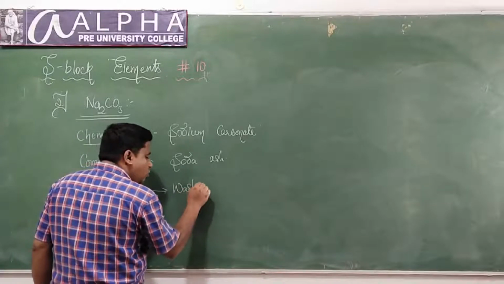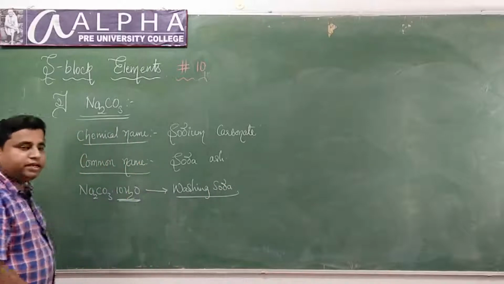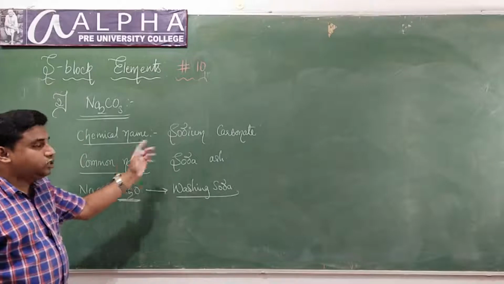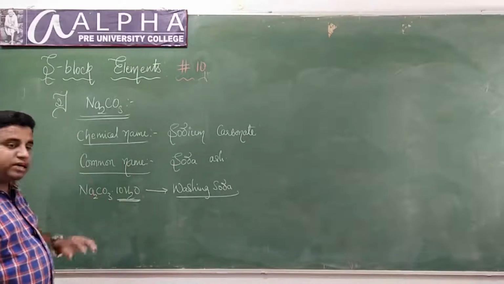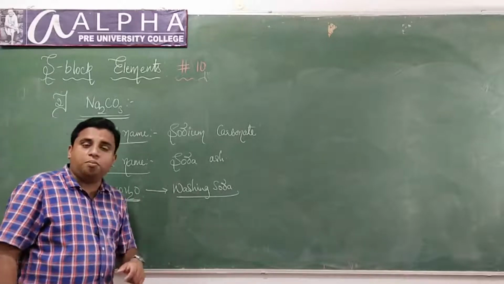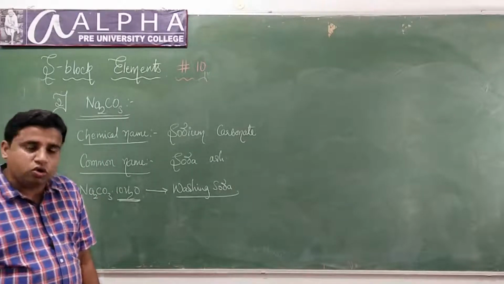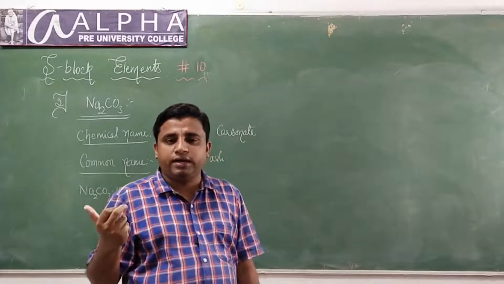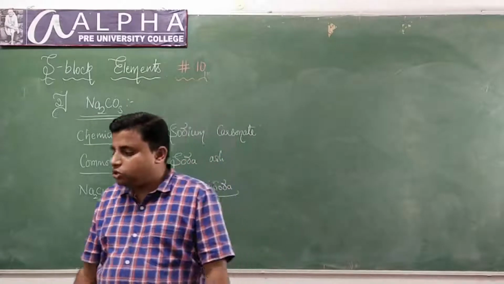What is it called? Washing soda. Understood? So Na2CO3, chemical name sodium carbonate, common name soda ash. And if it is associated with 10 water molecules, that is hydrated sodium carbonate, commonly known as washing soda. Now here we also have to understand the preparation of sodium carbonate, the physical properties, and the chemical properties of sodium carbonate.